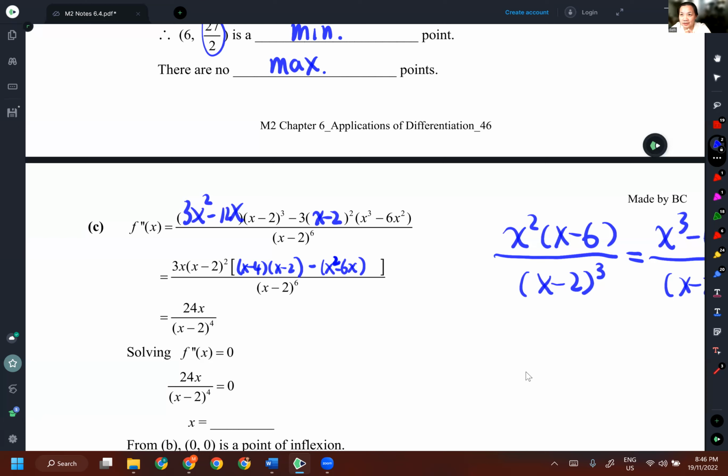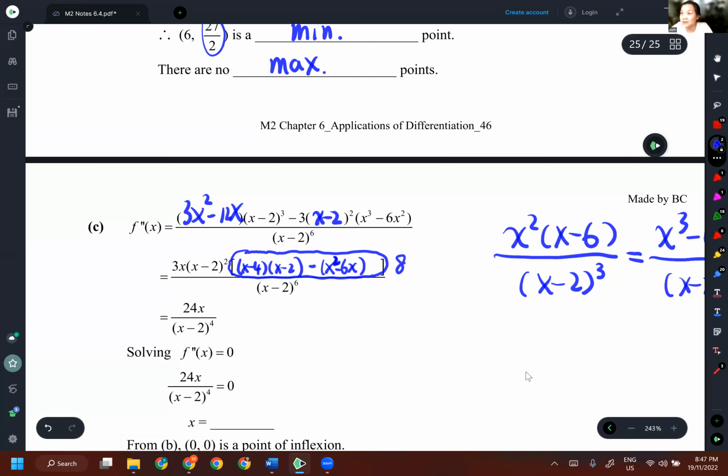I take out 3x, (x minus 2) squared. In the first term, I'm left with x minus 4 times x minus 2. That's correct. For the second one, I'm taking out (x minus 2) squared. I'm also taking out x, so x squared minus 6x. That's correct. And then after calculation, this equals 8. So that's why in the final answer, I have 24. Also (x minus 2) to the power 6 is reduced to (x minus 2) to the power 4. There's no shortcut, guys. There's no shortcut to the differentiation anymore.